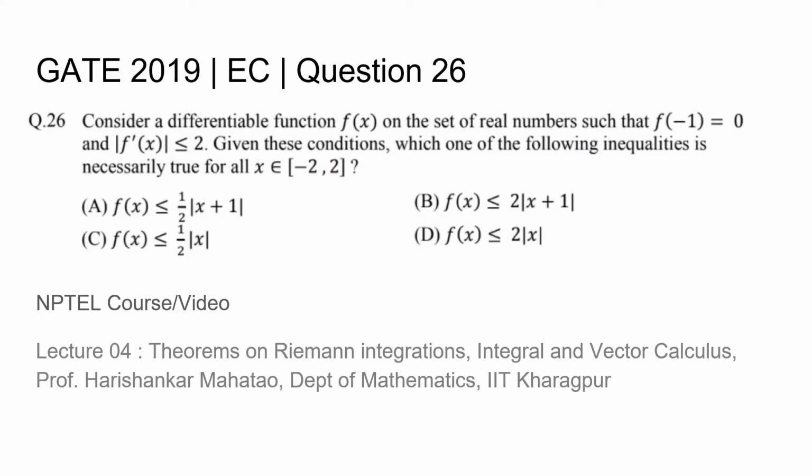This is question 26 from the GATE 2019 EC paper, in which we are given a differentiable function f of x such that f of minus 1 is 0 and the absolute value of the derivative is less than or equal to 2 on all R. We are asked to find out which of the following inequalities is necessarily true for x belongs to minus 2, 2. Underneath the question, you will find the title of the NPTEL course or video relevant to this topic.